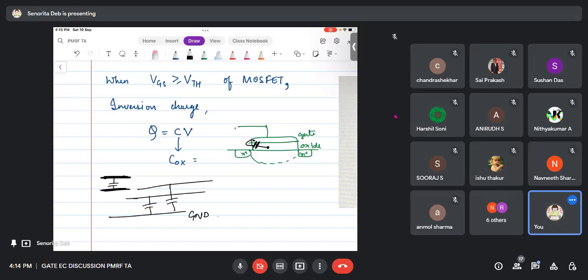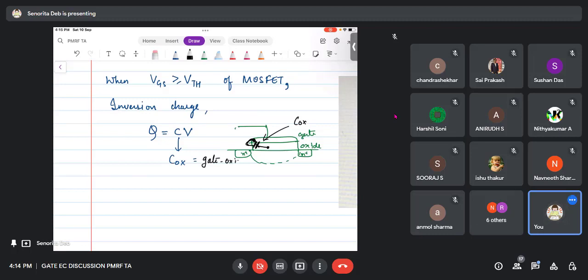So the gate, you can see that there will be a capacitance between these two, and this is referred as COX, the gate oxide capacitance per unit area. That means its unit will be different, right? It won't be capacitance alone. It won't be farad. It will be something else. We'll see. So gate oxide capacitance per unit area.